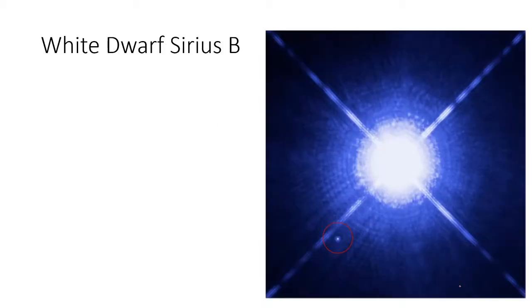And here's the white dwarf that's near us, Sirius B. You can see I have it circled there. Much, much smaller than that big star in the middle there.